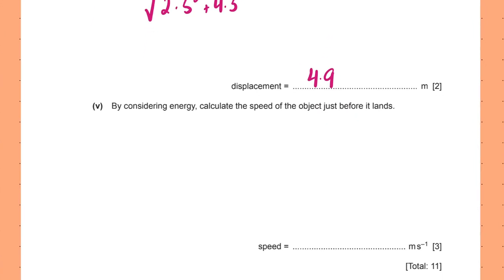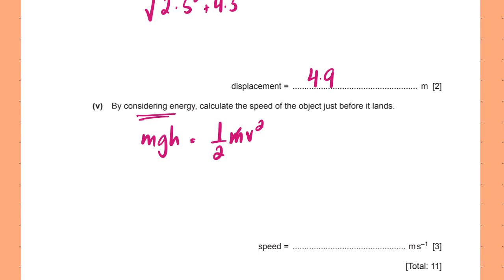By considering energy, calculate the speed of the object just before it lands. Now you could have done this using projectile motion as well, but it says by considering energy, so you can't use that anymore. So we know it loses GPE, so mgh, and that must become kinetic energy, which is half mv square, assuming no energy losses. However, one thing to be kept in mind is that even when it was launched, it's not like it was at rest.